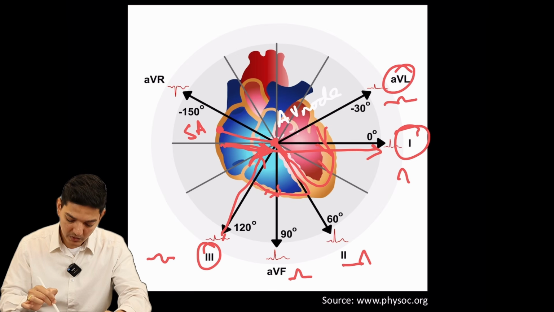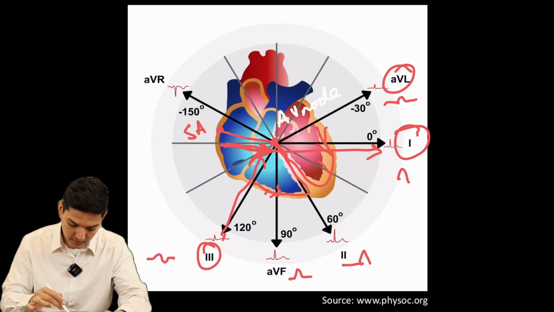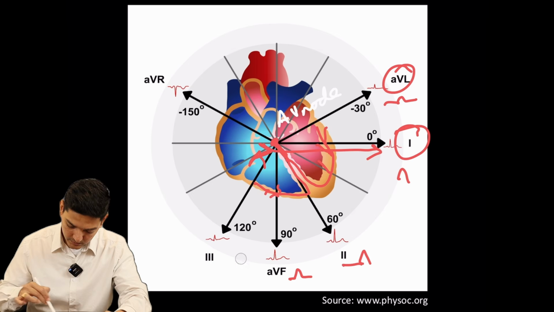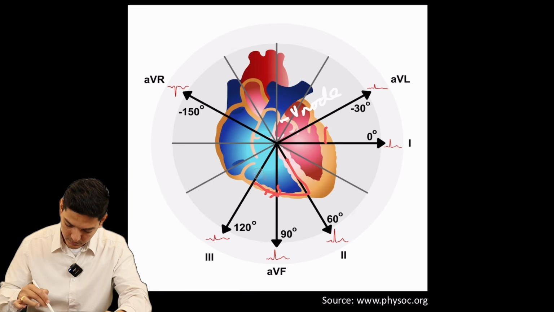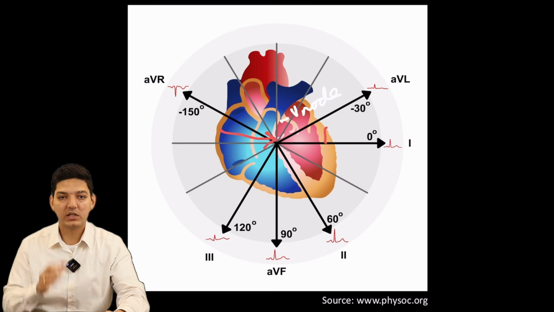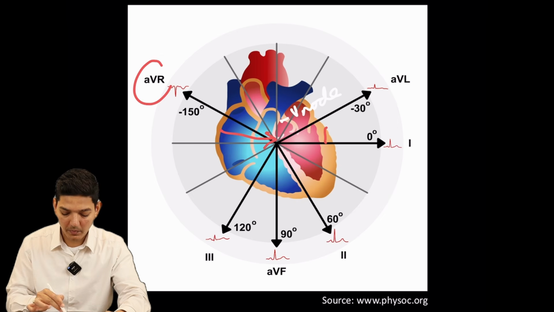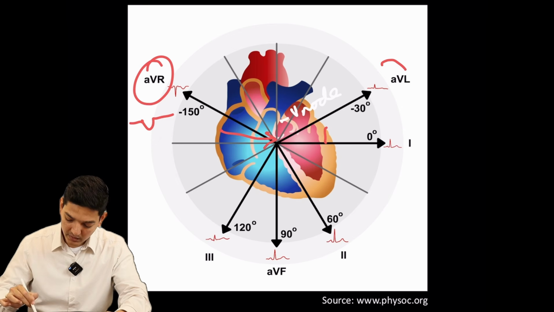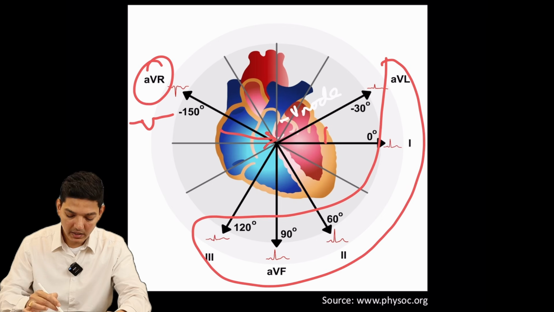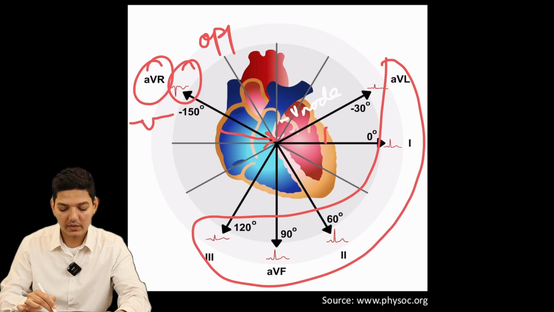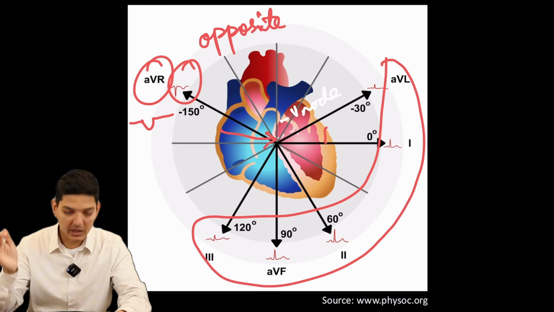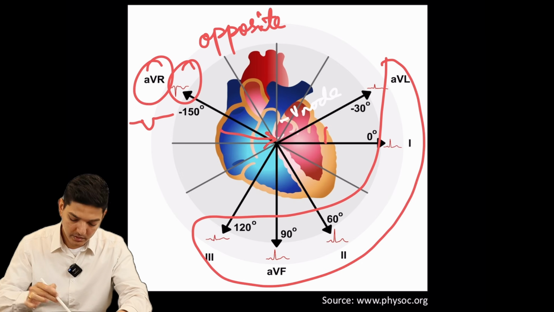Same thing for AVR, because the direction of depolarization is from the SA node to the AV node, and it's away from AVR. AVR will have a negative P wave all the time. Whatever these leads are showing, AVR will show exactly the opposite of that the majority of the time, unless there is a different direction of the vector.